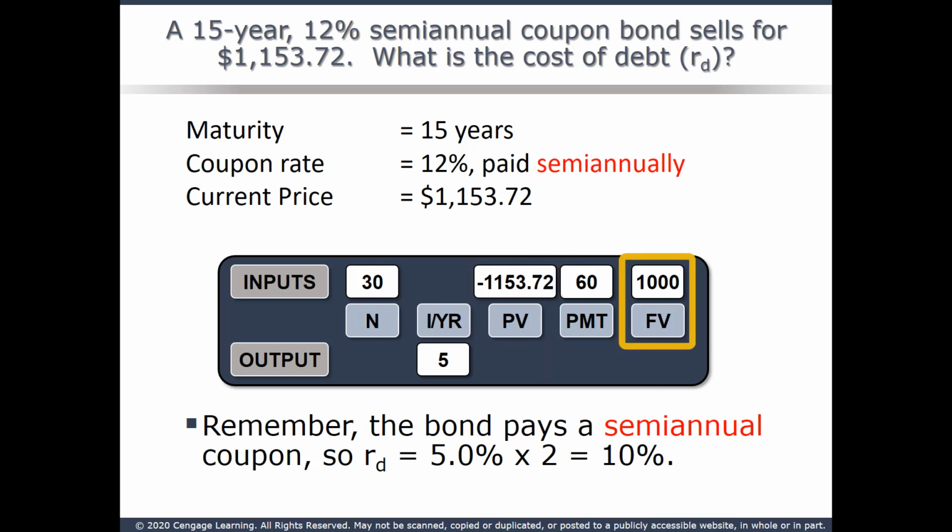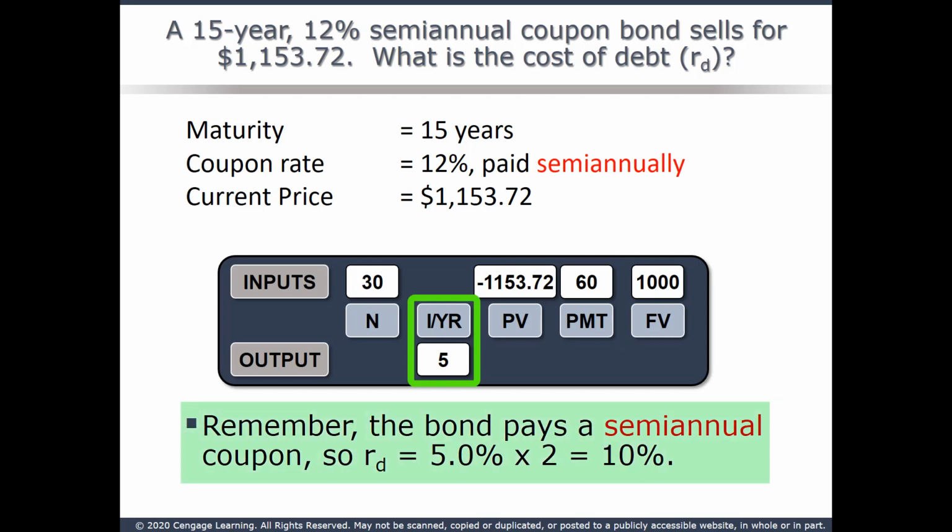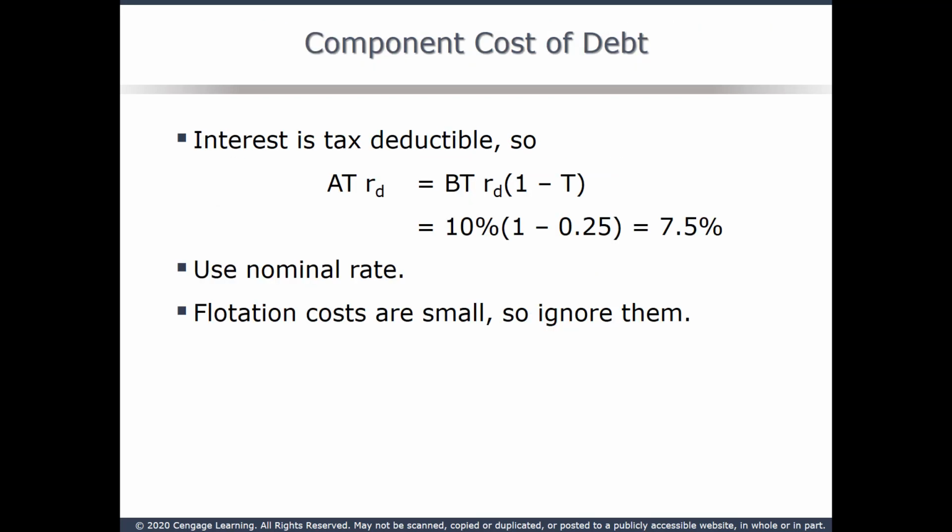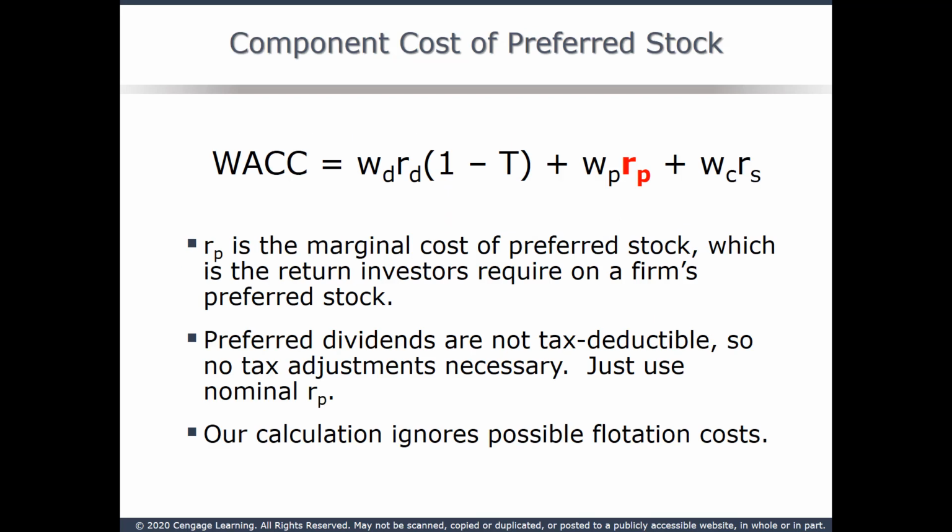Future value is $1,000. Solve for IY, 5%, but this is a semi-annual bond, so we need to double the resulting IY to find the annual yield to maturity of 10%. To compare the cost of debt with the cost of other capital components, we need to view the after-tax cost, 7.5%. Moving across the equation, our next component is the cost of preferred.